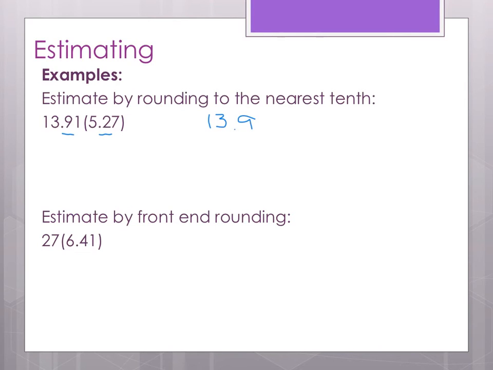And then with my 5.27, I look to the right of my 2. The 7 is greater than 5, so it's going to make that 2 go up to 3, giving 5.3. And I'm aligning these at the right. They just so happen to line up at the decimal this time. And now I'll multiply. 3 times 9 is 27.